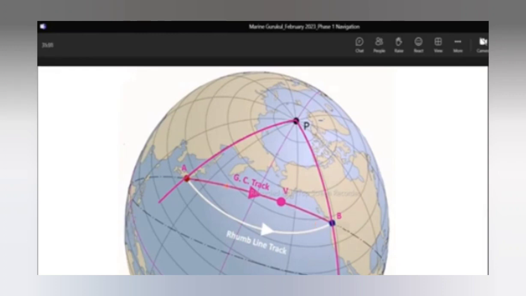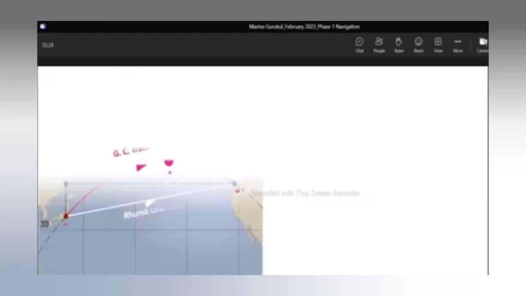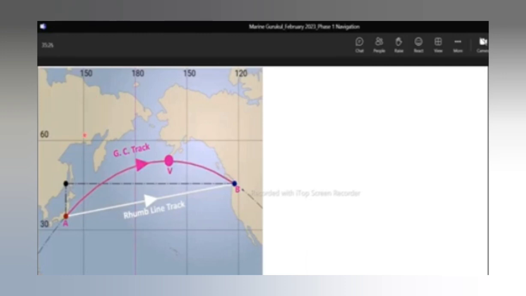And we can see that the rhumb line distance obviously is greater than the GC track, and therefore the preferred track shall be the GC track from A to B. For the sake of clarity, let us see how these two tracks, that is the GC track and the rhumb line track, would appear on a Mercator chart. Now, this is how the tracks would appear on a Mercator chart.